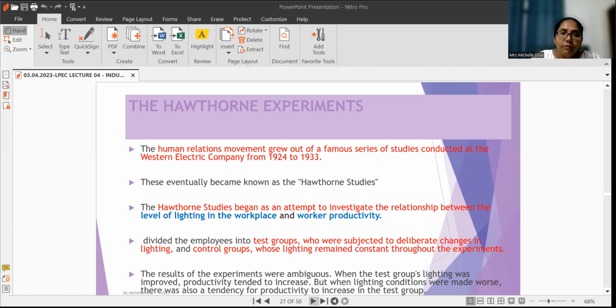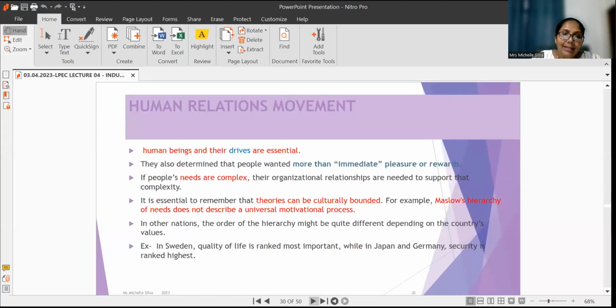Then after, what I have discussed with you, my dear students, later on, after I explained this Hawthorne experiment, came the human relations movement. We realized that the human relations movement explained that human beings and their drives are essential, because we have to understand the needs and wants of people. We cannot make employees happy unless we understand their needs and wants. Therefore, the owners of these factories realized the importance of satisfying the needs and wants of the employees within the work context.